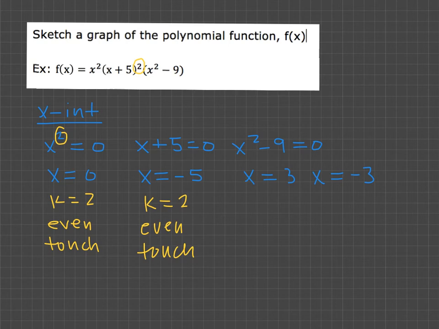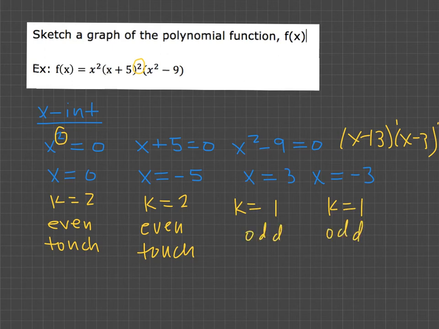And at x equal to 3, I skipped over this, but just remember this is going to factor as x plus 3, x minus 3. Those both have exponent of 1, so both of these have multiplicity of 1. They're both odd, and so we're going to cross at both of those x-intercepts.